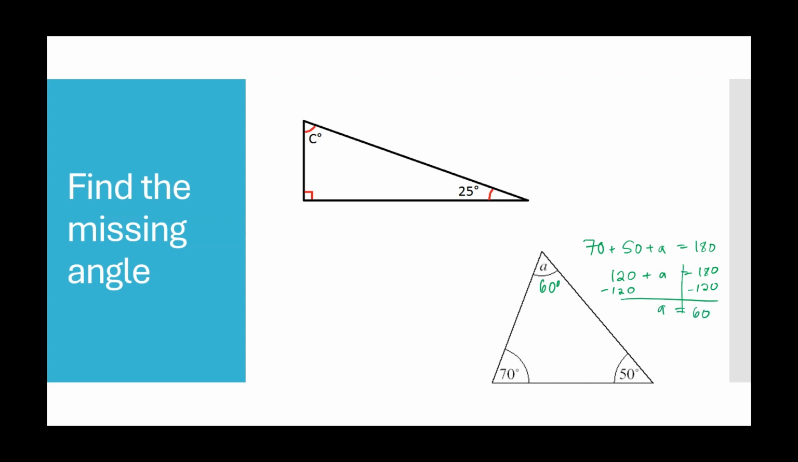On right triangles, don't forget this little square means it's a right angle, which means it's 90 degrees. So here I have a 90-degree angle and a 25-degree angle and my missing angle. And so the missing angle has to be whatever I have left to get to 180. In this case, that is going to be 65 degrees. 115 plus 65 is going to make 180, or I subtracted on both sides.